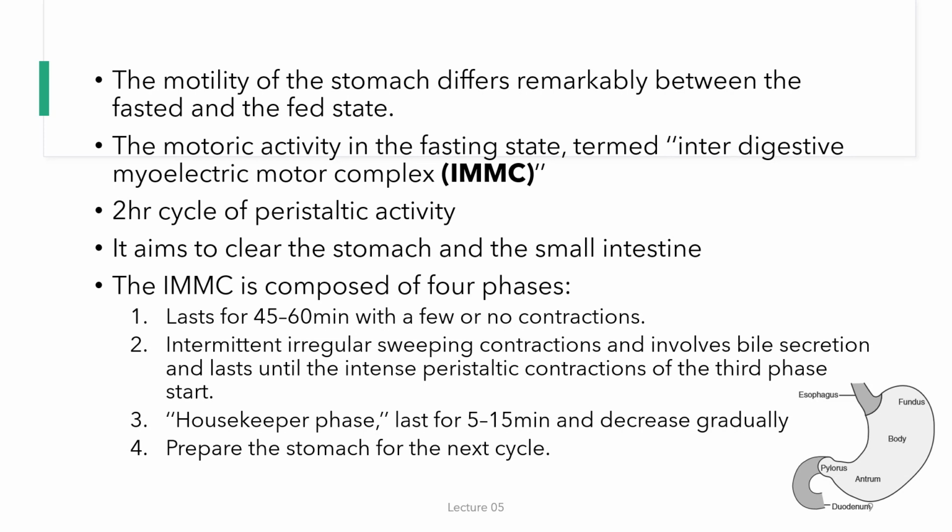The first phase lasts for about 45 to 60 minutes with few or no contractions. The second phase consists of intermittent, irregular, sweeping contractions, and it involves the secretion of bile and lasts until the intensive peristaltic contractions of the third phase start. The peristaltic waves of the third phase, also called the housekeeper waves, last for about 5 to 15 minutes and decrease gradually in the fourth phase to prepare the stomach for the next cycle.